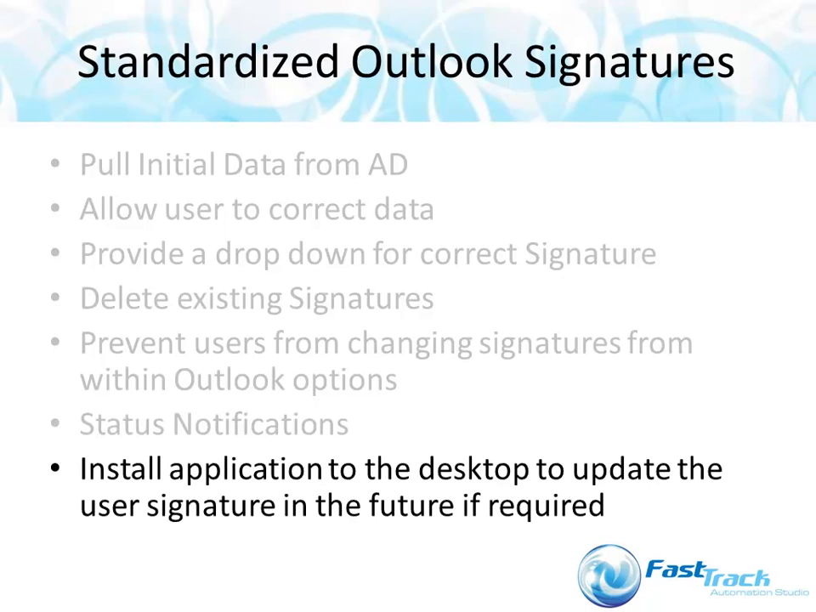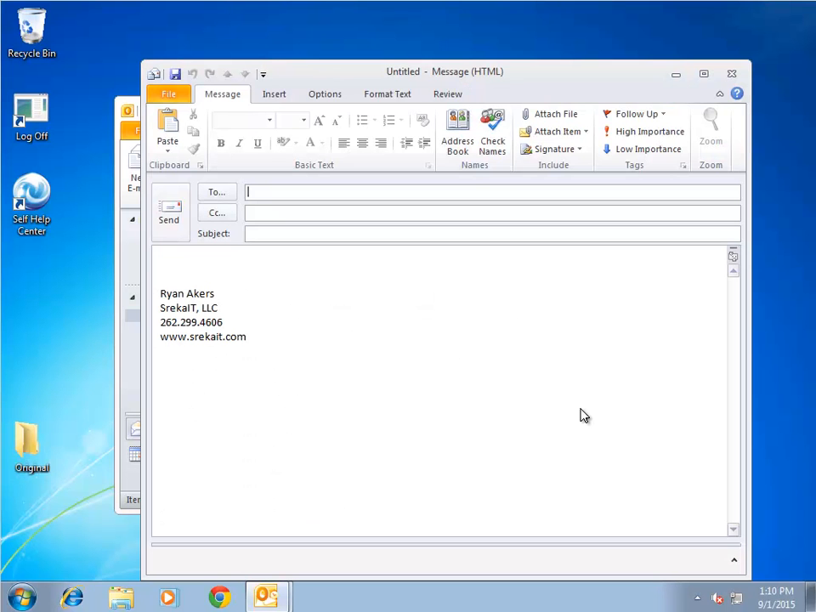We're also going to install an application to the desktop which will allow the end user to correct their signature if there have been changes at some point after the initial installation. An example could be if their mobile phone number changes and they want to update that for their signature. So let's take a look at FastTrack deploying a standardized Outlook signature.